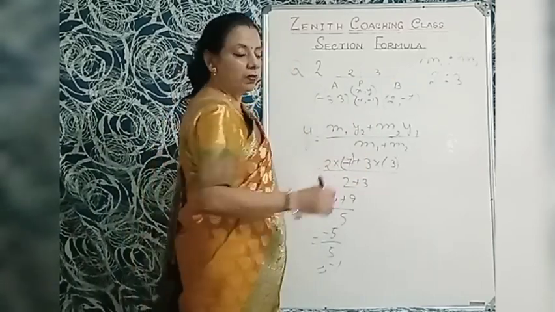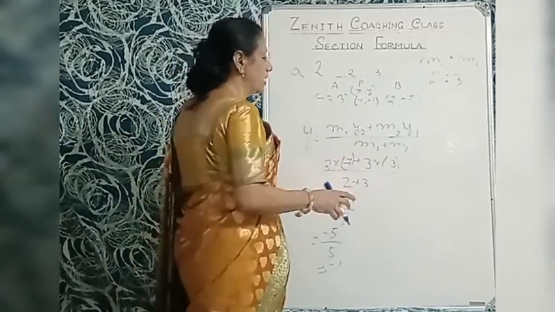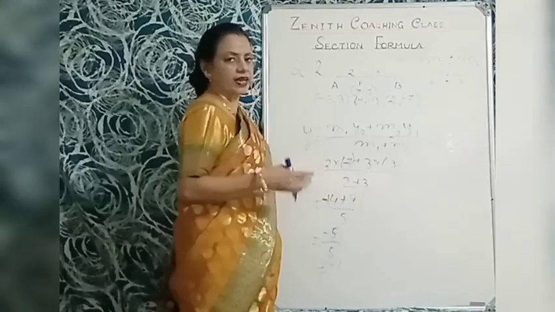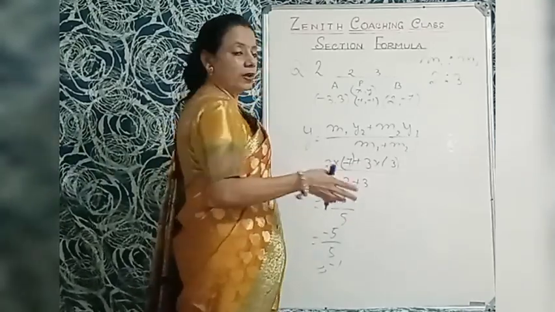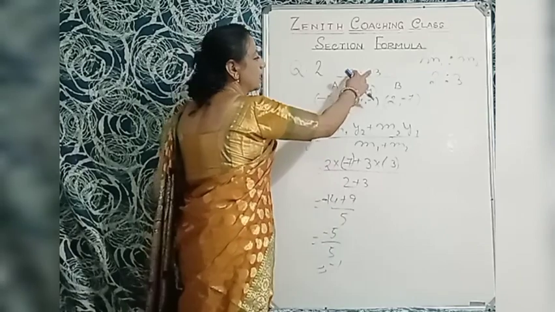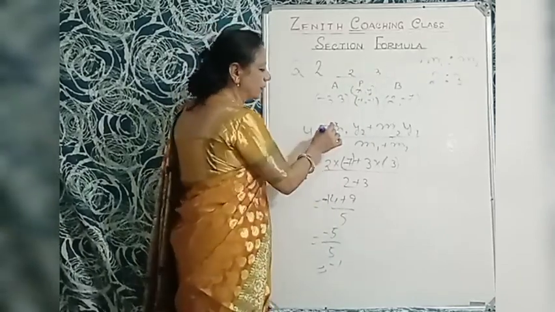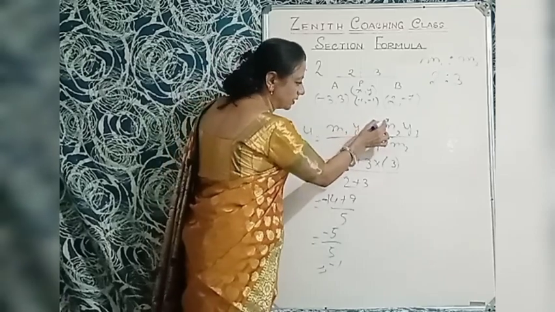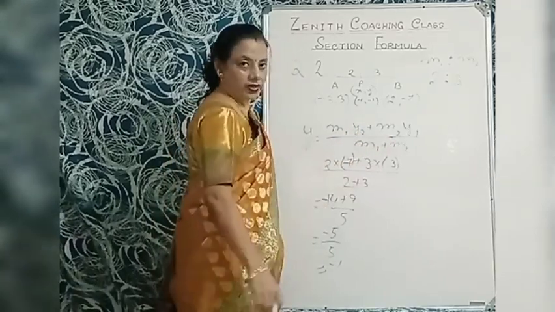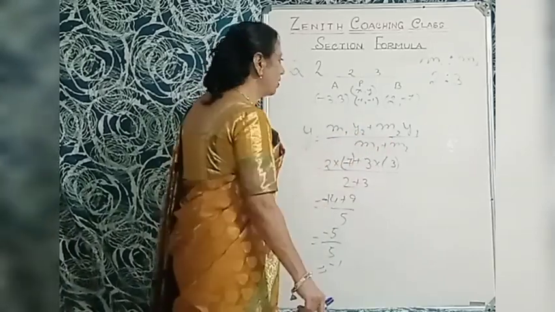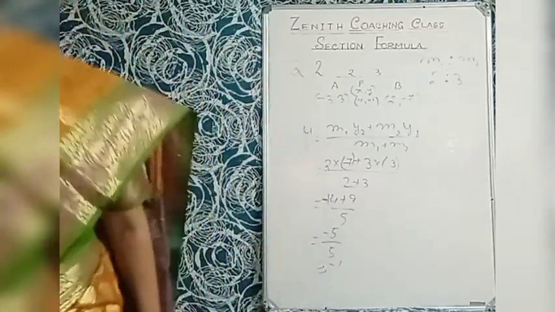When M1 is to M2 is 1 is to 1, you simply write x1 plus x2 by 2, y1 plus y2 by 2. But here the ratio is different, 2 is to 3. So you have to multiply by 2 here, multiply by 3 here, and here is 2 plus 3. Okay, so we will move to the next sum.